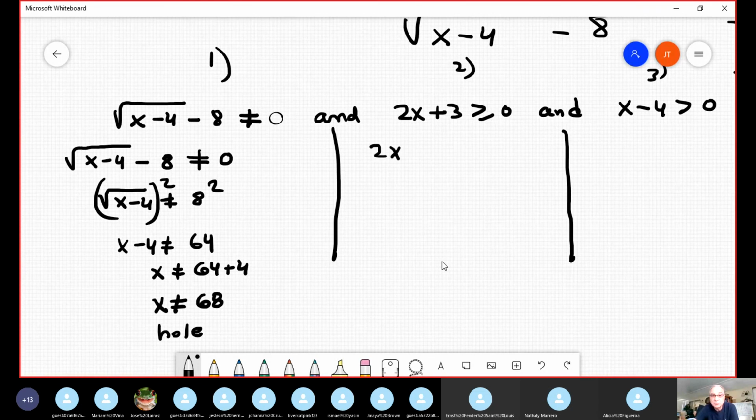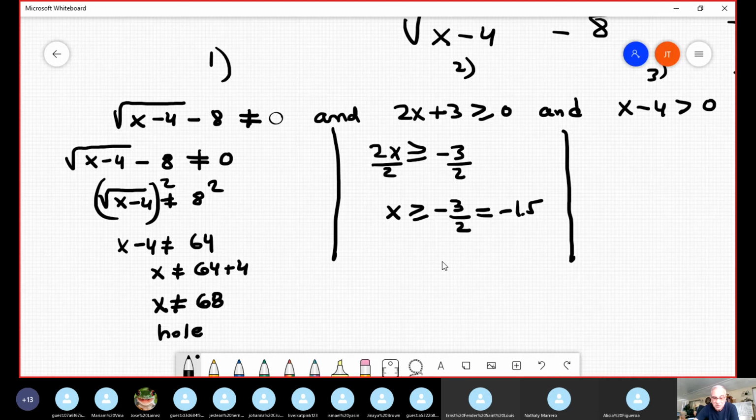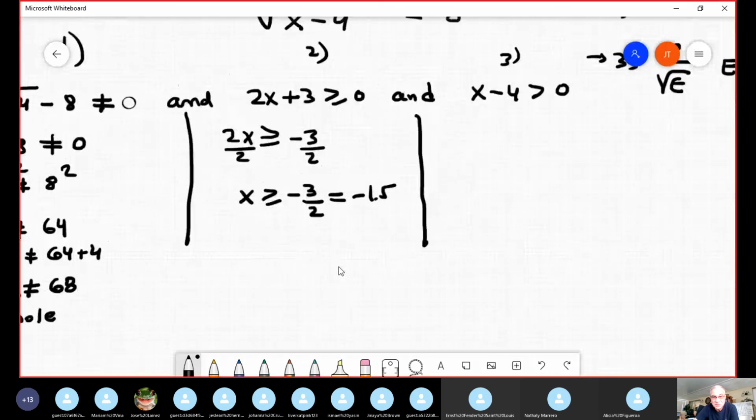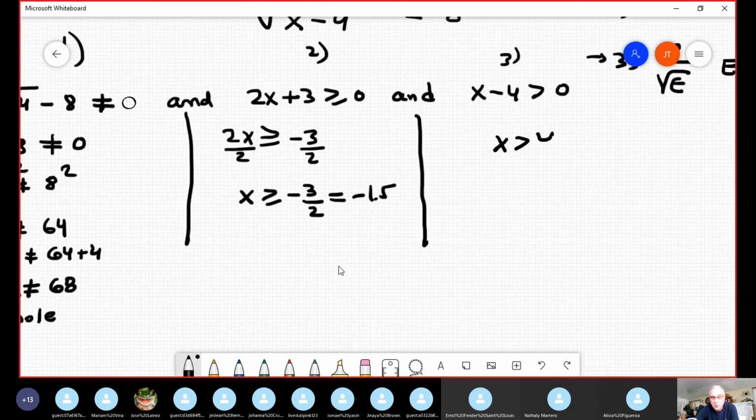It's 2x plus 3, because actually I put greater than or equal. I move 3 to the other side, divided by 2. It is x greater than or equal to minus 3 over 2. Okay, it's equivalent to minus 1.5. I put it in decimal because in decimal it's, at least for me, easy to see on the number line. And the last part is x greater than 4.